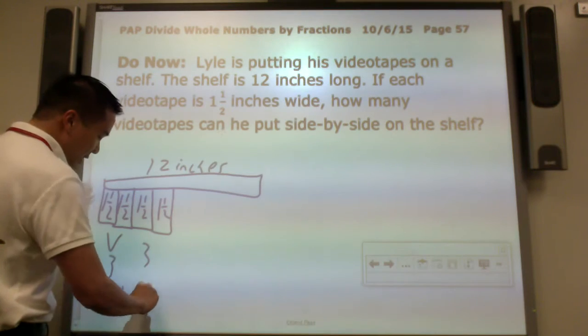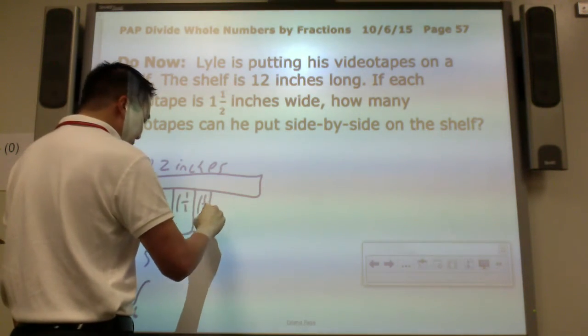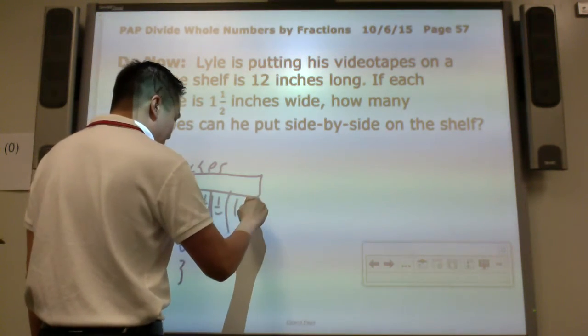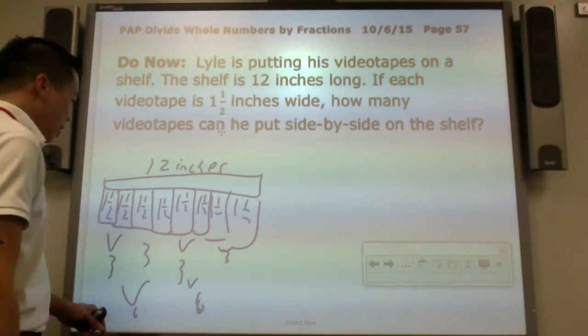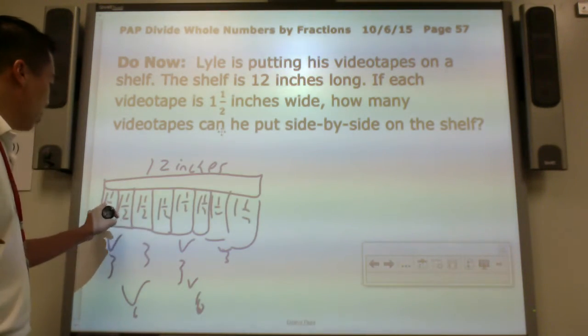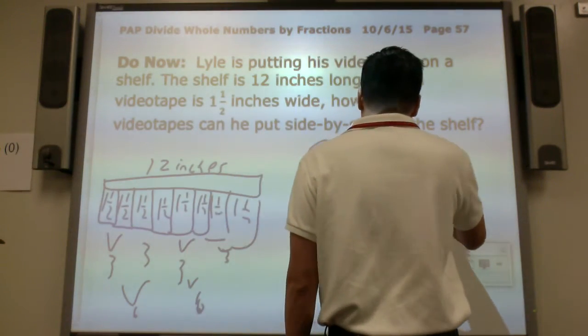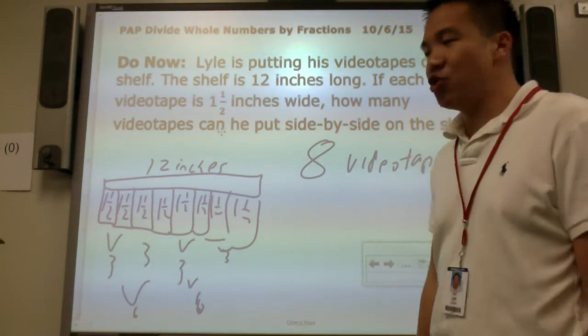So far we have 6 inches. 1.5 plus 1.5 makes 3, and then 1.5 plus 1.5 makes 3. So that's 6. The total is 12 inches, so we need 1, 2, 3, 4, 5, 6, 7, 8. We need 8 videotapes can fit on a shelf that is 12 inches long.